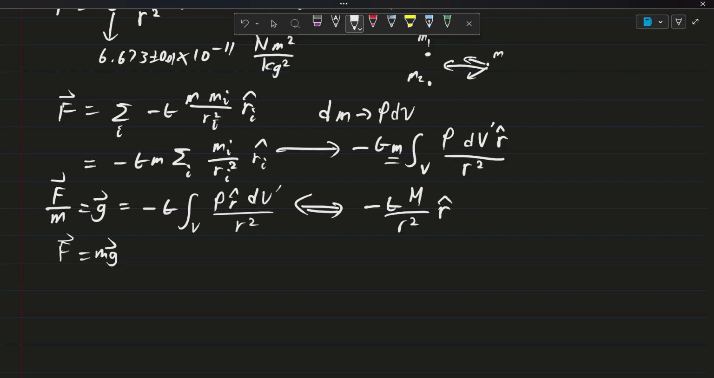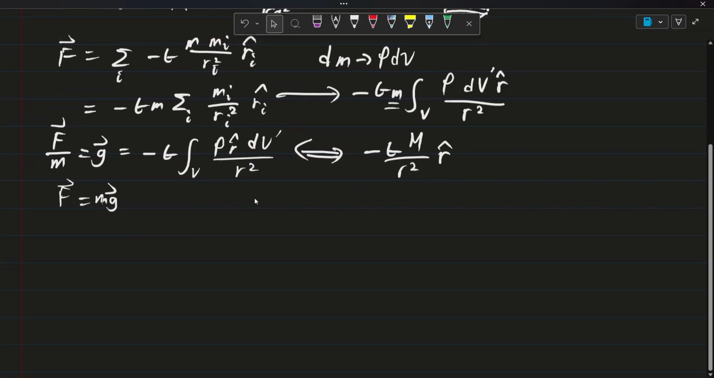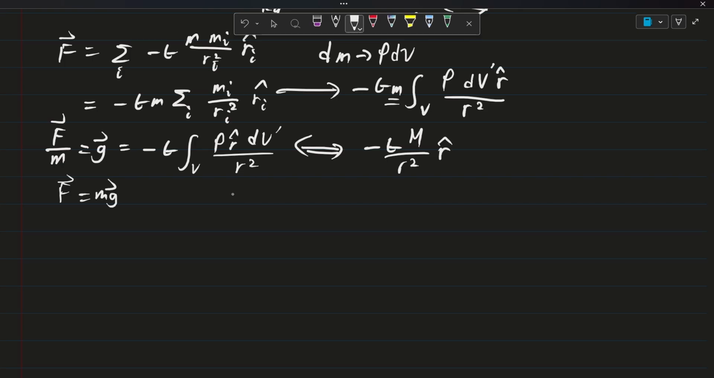So this formula here could be used to compute the gravitational force near the Earth's surface. You could obviously do that, but here I'll just show you that if you plug in all the values, the g vector would be 9.8 meters per second squared.